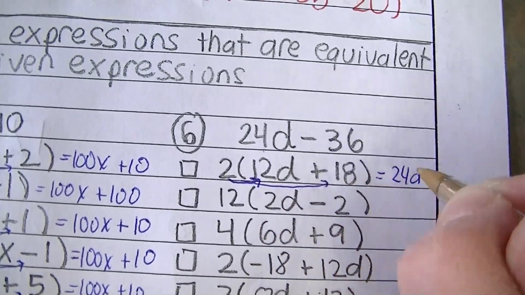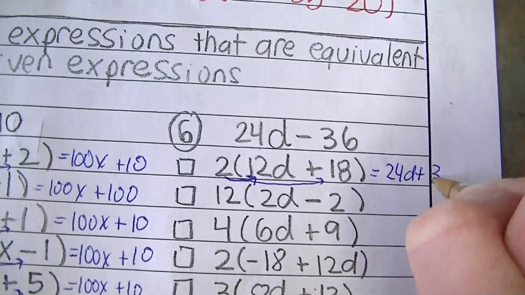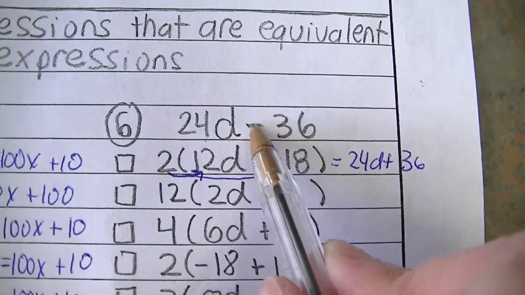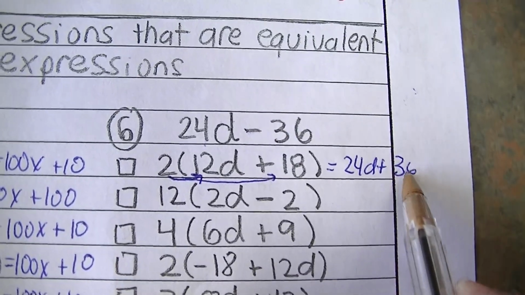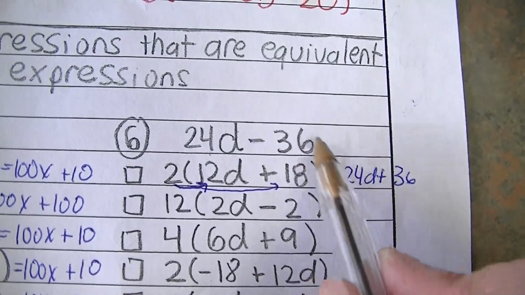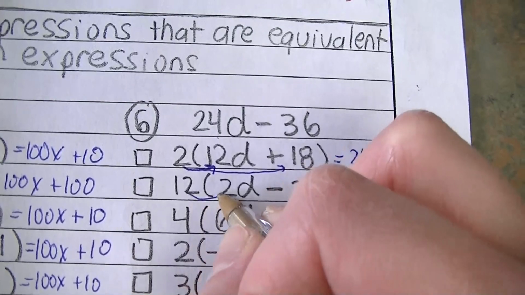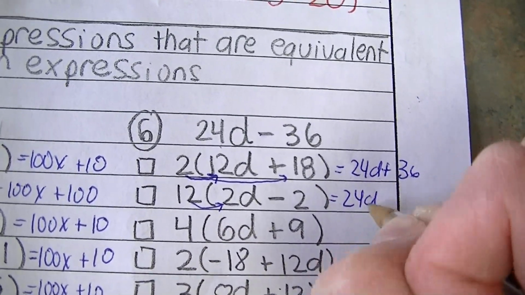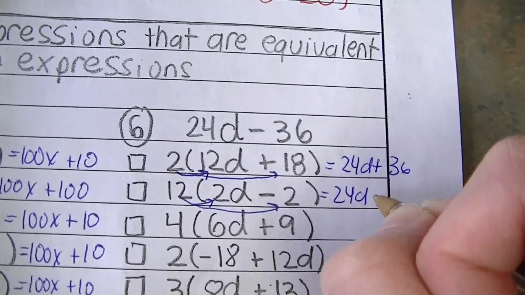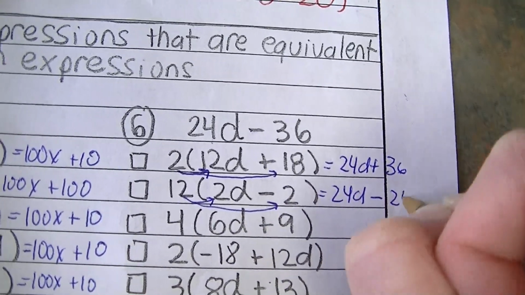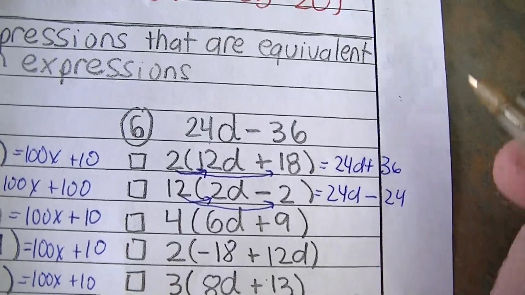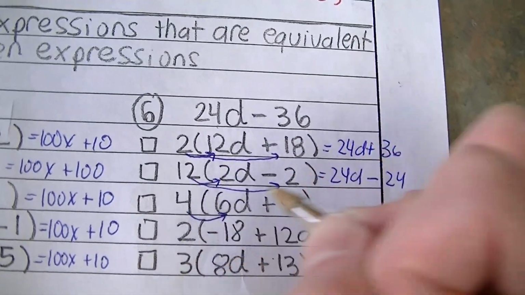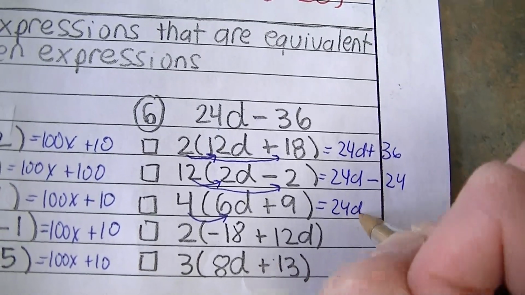2 times a positive 18 is a positive 36. And at first you might think that's correct, but that is incorrect because this is a minus 36 and this is a plus 36, so that is not an equivalent expression. All right, right here, 12 times 2d is 24d. 12 times a negative 2 is a negative 24. So that's still not an equivalent expression to that original one. 4 times 6d is 24d.